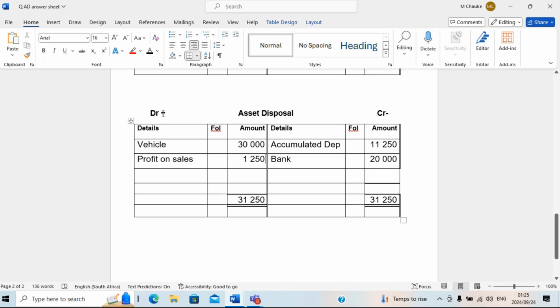If our debit side was bigger than the credit side, we would have a loss on the credit side. It is either going to be a profit or a loss, right? So if we had a debit side bigger than the credit side, we were going to have a loss on the other side. So it was going to be accumulated depreciation, bank plus loss, and this side we would only have vehicle, right? But now because our credit side is bigger than the debit side, the difference between the two is a profit of 1,250.